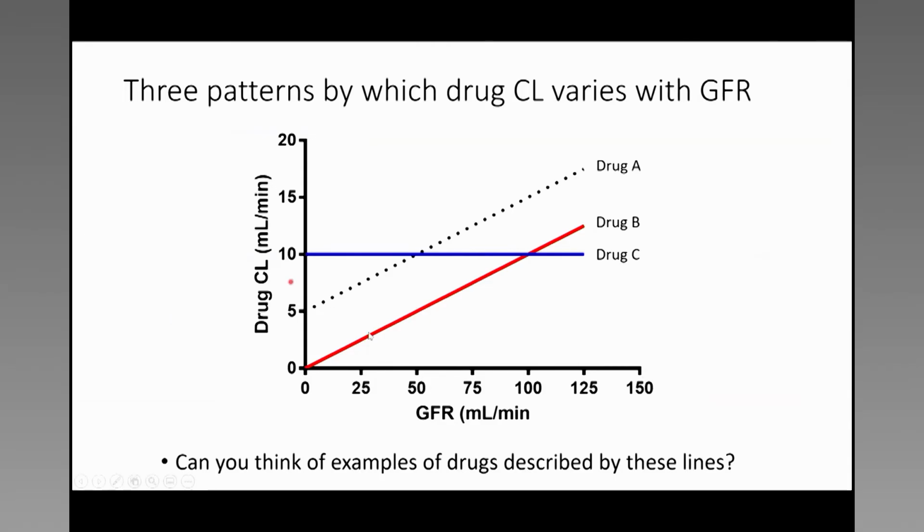So we can see here from this picture that how we dose adjust various drugs will depend in part on which of these patterns they most likely relate to and the extent to which we change. Drug B is quite easy. With a halving of the GFR or kidney function, we get a halving of clearance, and therefore we halve the dosing regimen.